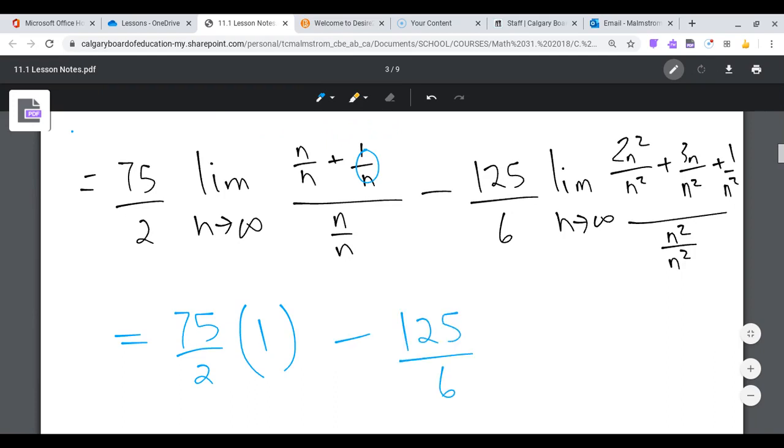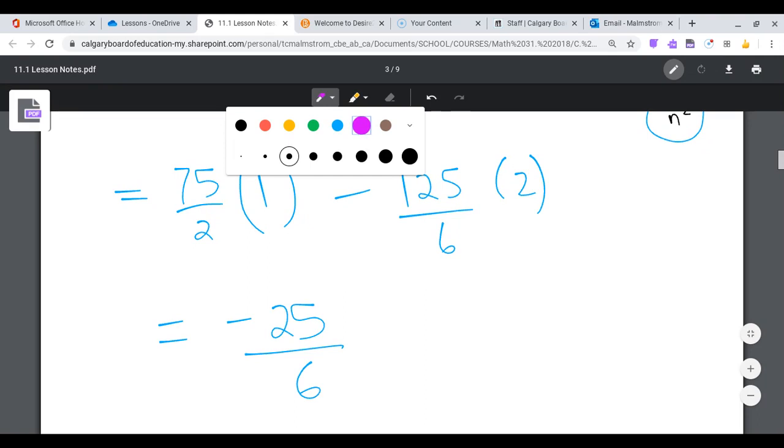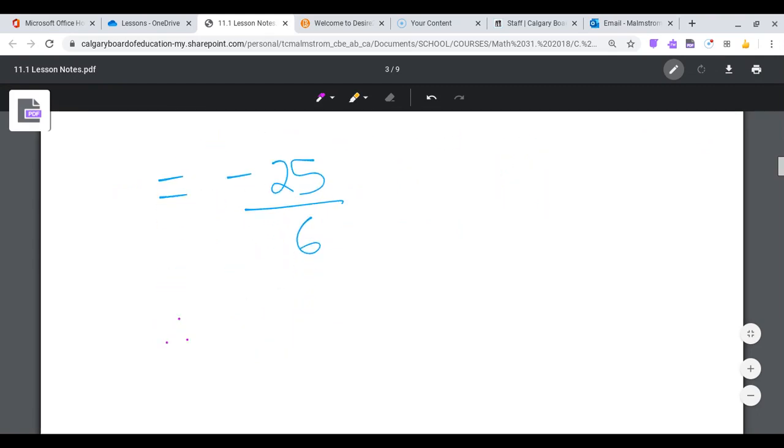What's happening over here? So 3n on n squared is going to 0. 1 on n squared is going to tend to 0. And then I'm left with calculating this piece, which is just 2. And when you simplify this, you get the answer to be negative 25 on 6. Now, it's okay for this to be negative because this is asking us what is the integral, not the area. Okay, so really what we now know is that the integral from 0 to 5 of 3x minus x squared in terms of x is equal to negative 25 on 6.